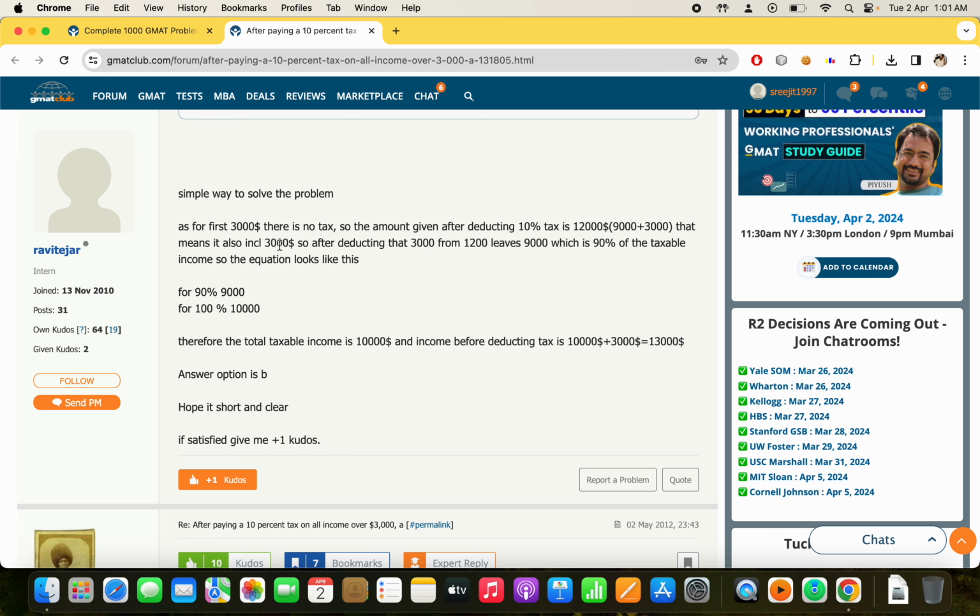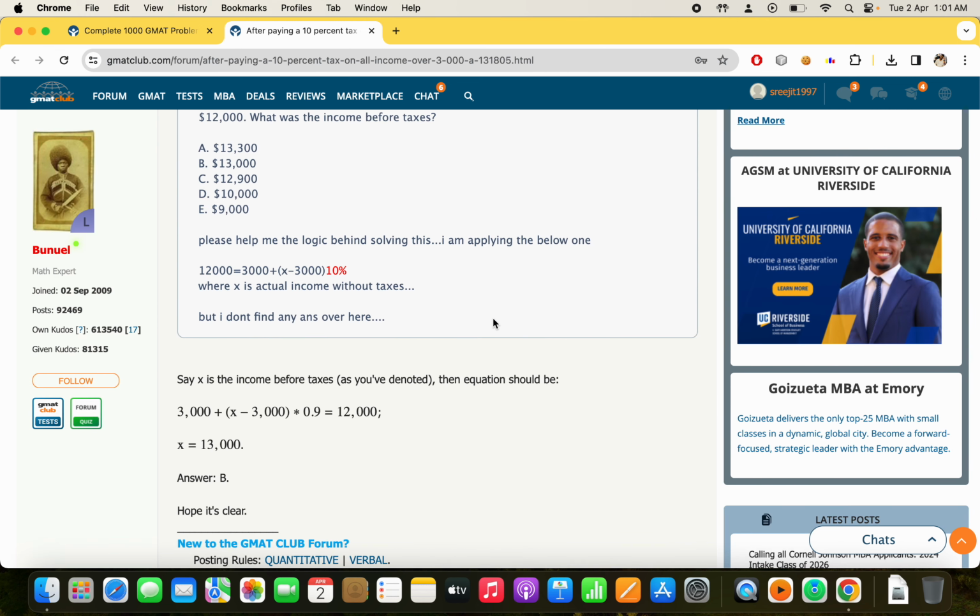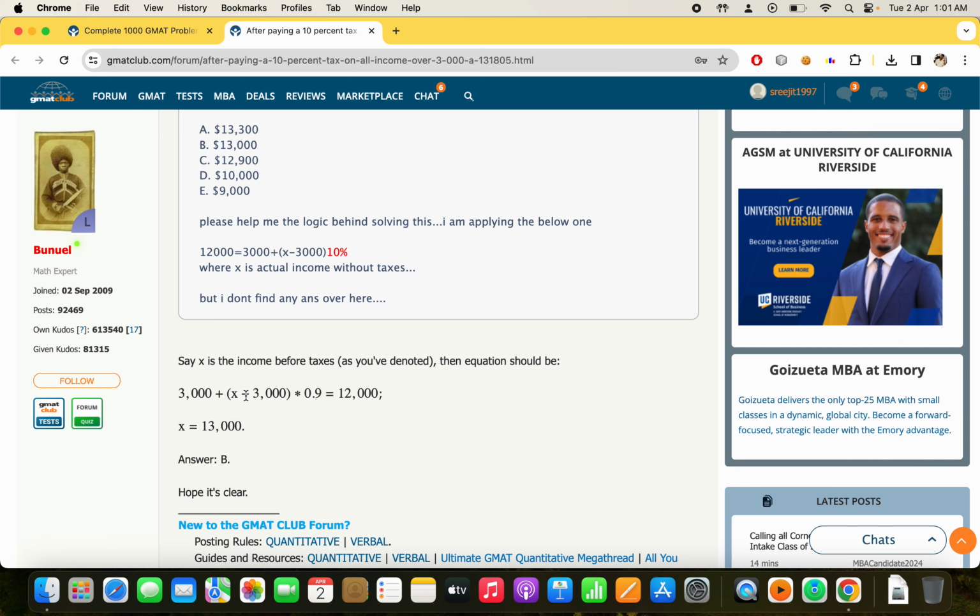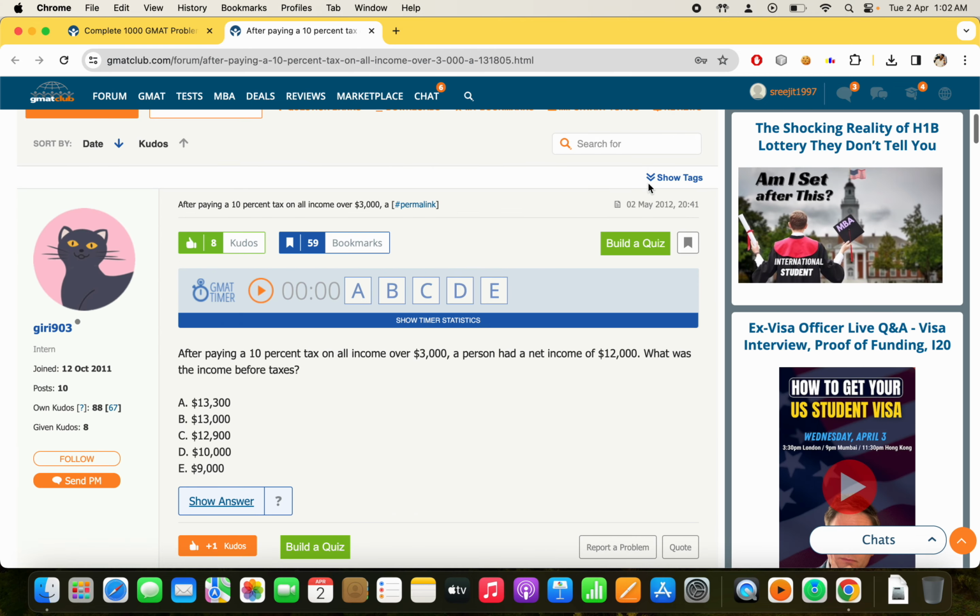Nice. So after deducting the 3,000 from 12,000, this makes sense because as we can see, 3,000 amount has no tax. The remaining amount will be 90% of the tax because this part is taxable. So this will be the net income. So this is kind of a nice question, and let's bookmark it as we couldn't solve it. Let's bookmark this question.